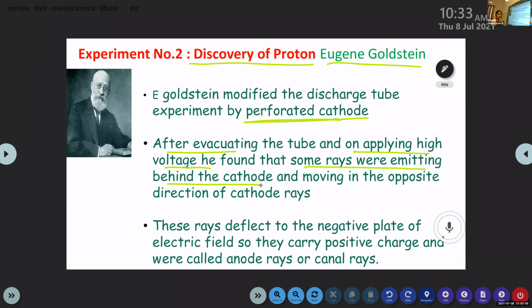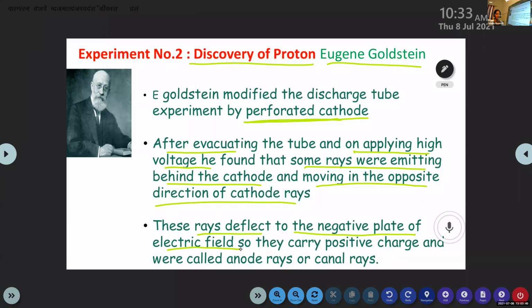In the previous experiment we learned that from the cathode, some rays move towards the anode. In this experiment, some rays were emitting behind the cathode. That means the rays were falling on this cathode, moving in the opposite direction of cathode rays. Cathode rays move from cathode to anode, but here they move from anode to cathode. These rays deflect to the negative plate of the electric field. So here also, opposite charges attract each other. They are moving towards the negative plate.